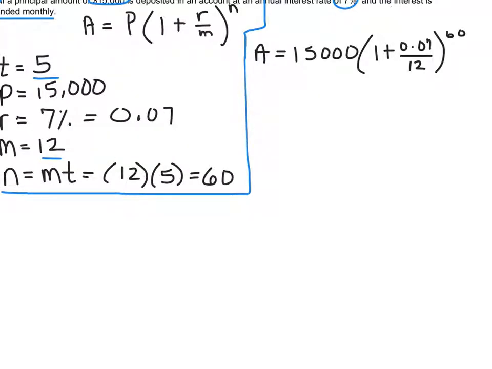Next, I'm going to substitute the values that I identified into the formula for future value using compound interest. And that's what I have on the screen. I plugged in my values for P, R, M, and N, and I'm going to solve for A, which is the future value. The first step is to work within parentheses. So I need to divide 0.07 by 12. When we do this on the calculator, we get 0.00583 repeating.